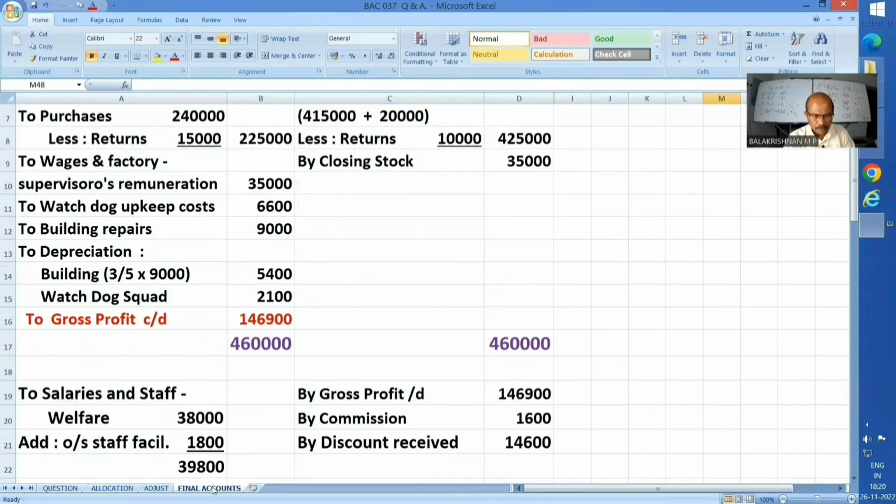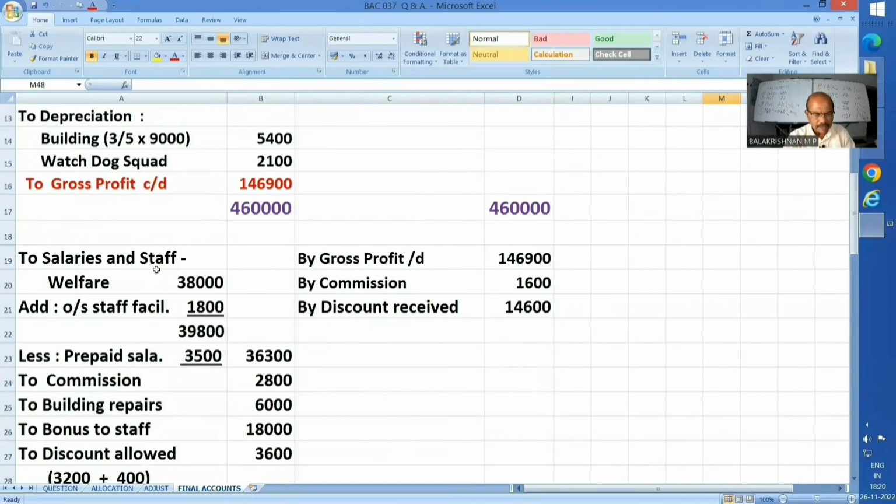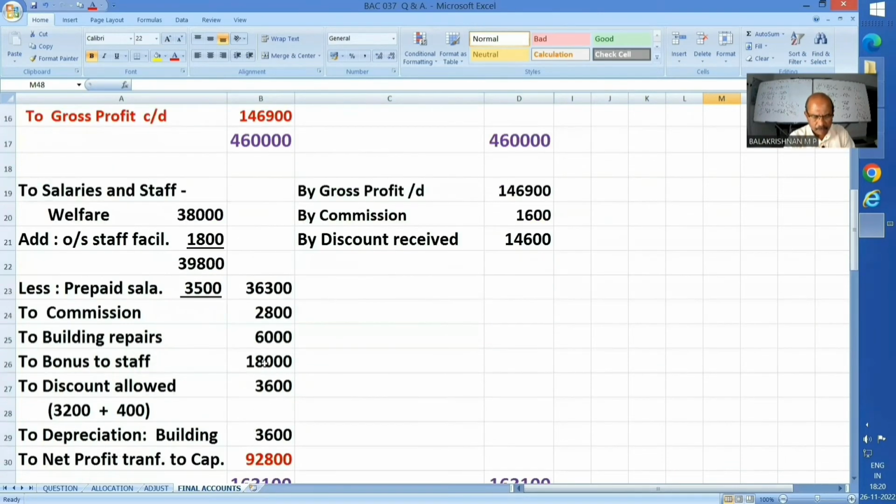Now, profit and loss account. Salaries and staff welfare, this 36,300 I already explained. Commission as it is, building repairs 6,000 already explained. Bonus to staff already explained. This is the amount given in the adjustment. So I have satisfactorily explained to you the complete elements.